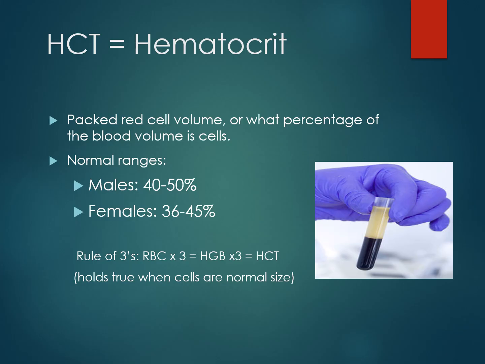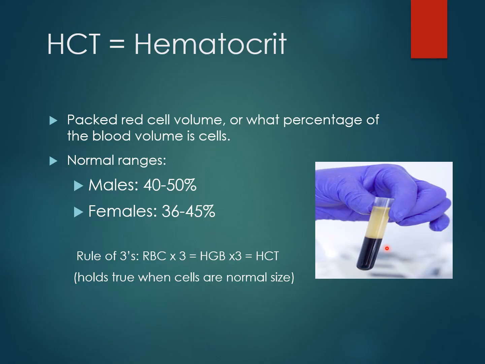Our next red blood cell index is hematocrit. Hematocrit is essentially the packed red cell volume, or in other words, what percentage of your blood volume is actually cells. So we have a fluid portion and we have a cellular portion. The hematocrit is measured, for example, if we were to spin down a tube of whole blood, this top layer here is considered to be the plasma. And all of this dark cellular material here, that would be considered the hematocrit.